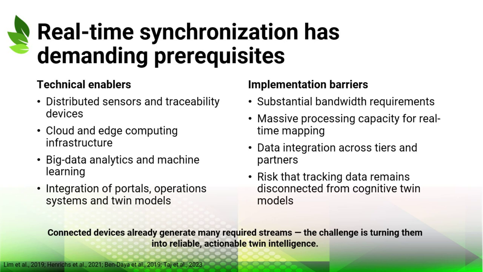On the barrier side, the chapter notes that this requires substantial bandwidth, massive processing capacity, and careful mapping between remote sensor data and centralized models. Another risk is that organizations may already collect tracking data, but the data remains disconnected from cognitive twin models. In that case, visibility improves, but full simulation and decision intelligence remain limited. Therefore, implementation is as much an infrastructure challenge as a modeling challenge for organizations.